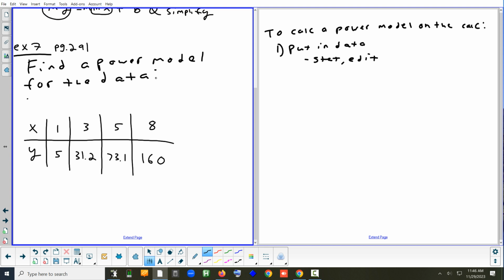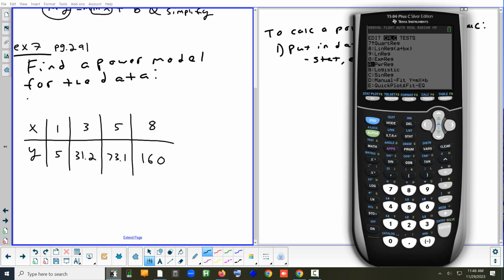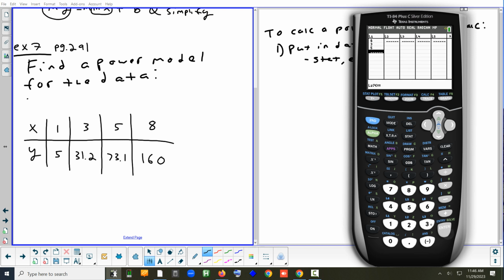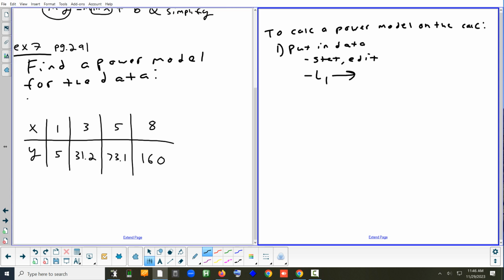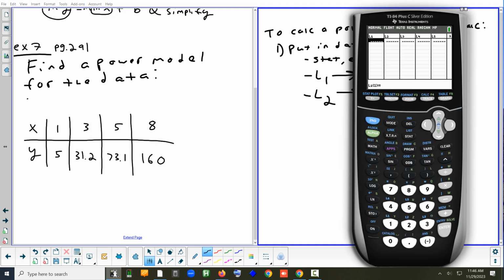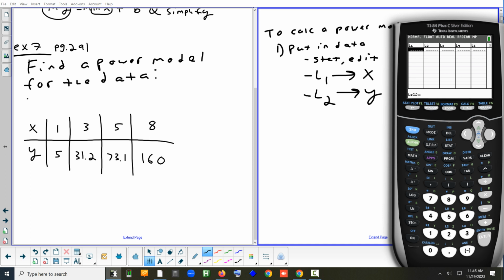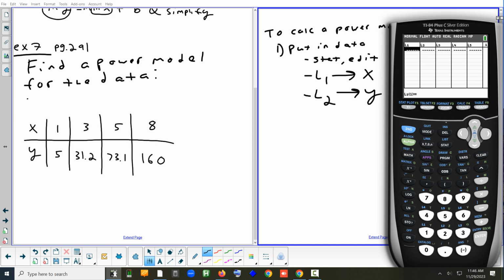So we have to put that data in. We're going to go to stat, and we're going to go to edit. If you already have numbers in there, the easiest thing to do is highlight the top one and press delete, and that'll get rid of it. So in L1, you always want to put the x values. In L2, we're going to put the y's. If you don't do it that way, it's okay, but it's going to add more steps later on. So I would put the X's in L1 and the Y's in L2.